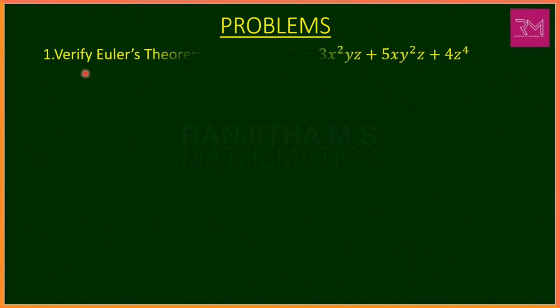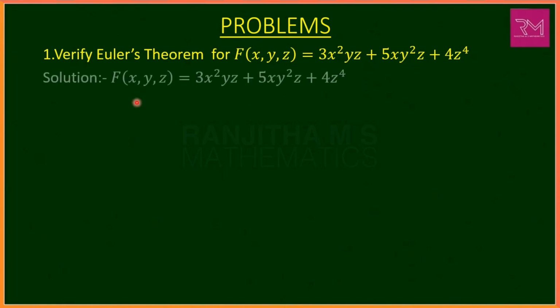Next, we can solve some problems related to Euler's theorem of a homogeneous function. In problems on Euler's theorem, we have three types of problems. Take the first type of problems. Verify Euler's theorem for f(x, y, z) equal to 3x squared yz plus 5xy squared z plus 4z to the power 4. Here, we have to verify Euler's theorem for this function.